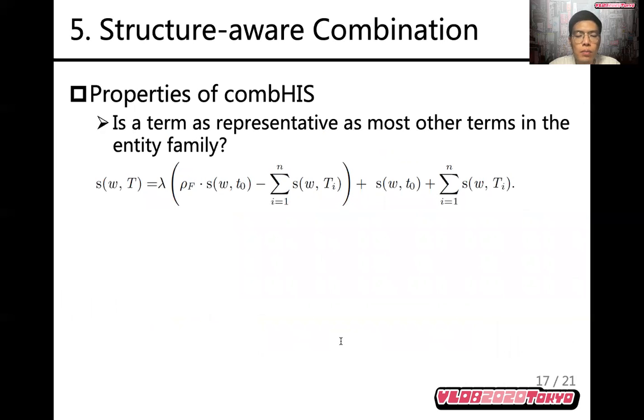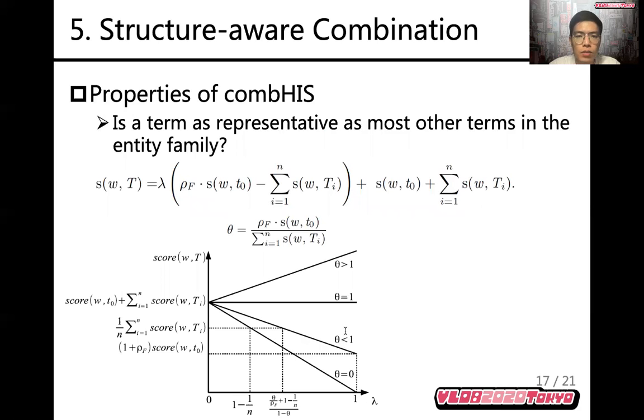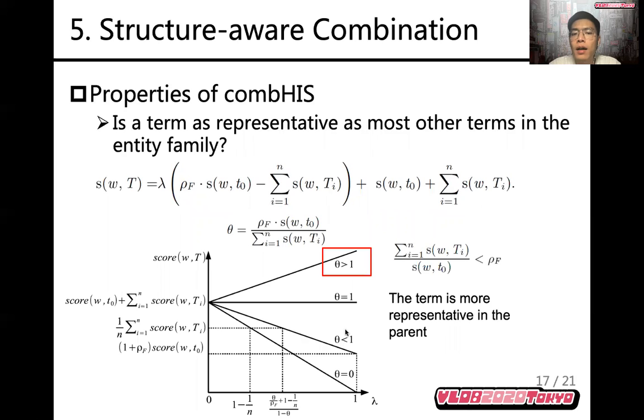To discuss the properties of our structure-aware combination, we rewrite it with regard to smooth factor lambda. It is a linear function on the variable lambda. We use theta to denote the difference between the pre-computed coefficient law and the actual ratio of scores in children entities to the score in the head node. If theta is larger than 1, the pre-computed coefficient is larger. The head node does not share as much as other same structure entities with children in actual. Then the term is more representative in the parent.